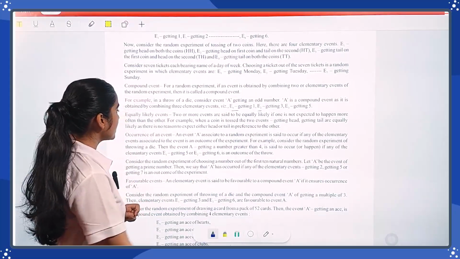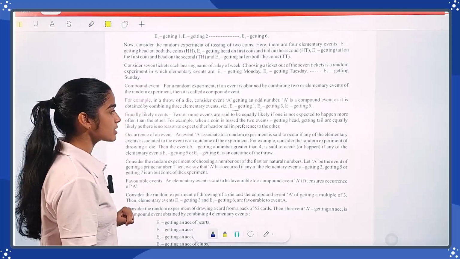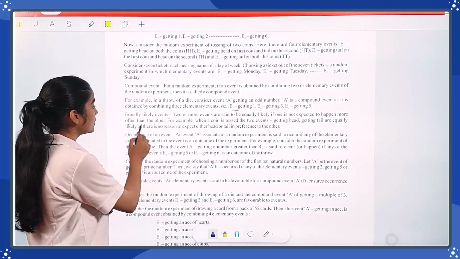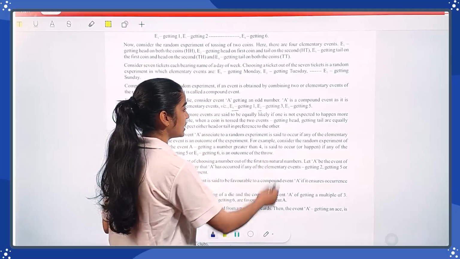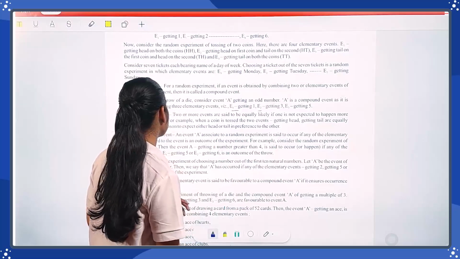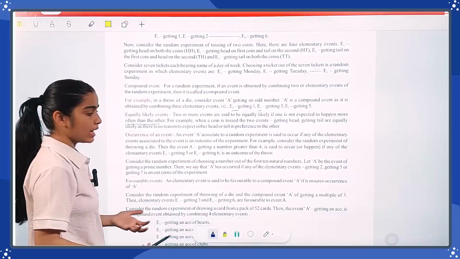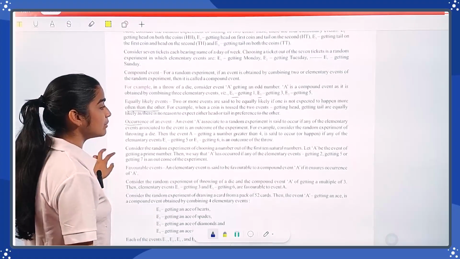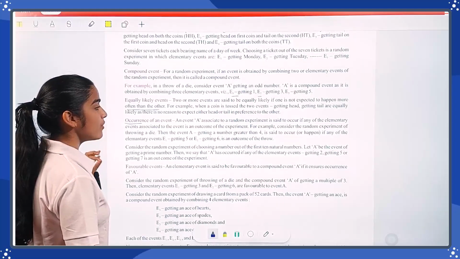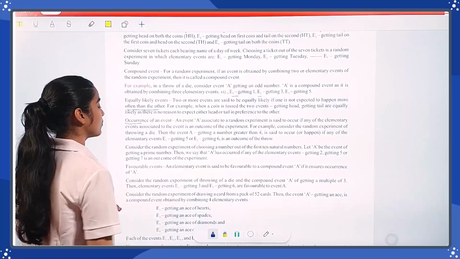Now equally likely events. Two or more events are said to be equally likely if one is not expected to happen more often than the other. For example, when a coin is tossed, the two events getting head and getting tail are equally likely, as there is no reason to expect either head or tail in preference to the other. Next, occurrence of an event. An event A associated to a random experiment is said to occur if any of the elementary events associated to the event is an outcome of the experiment.